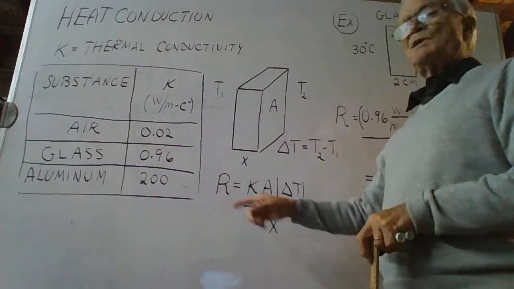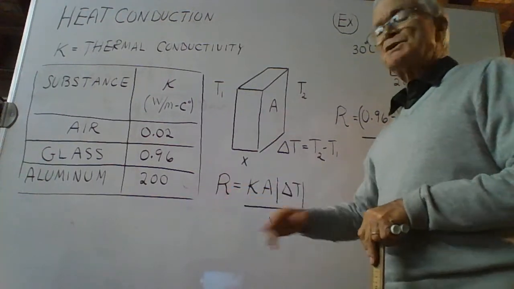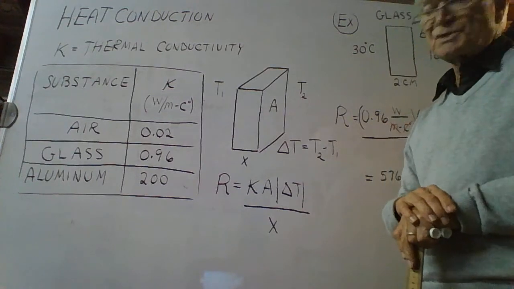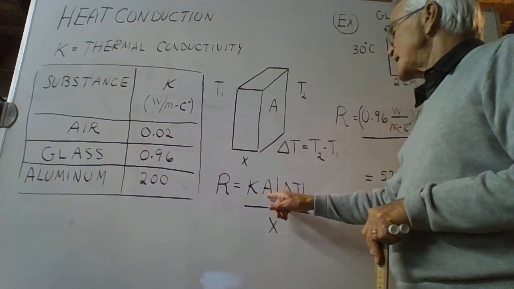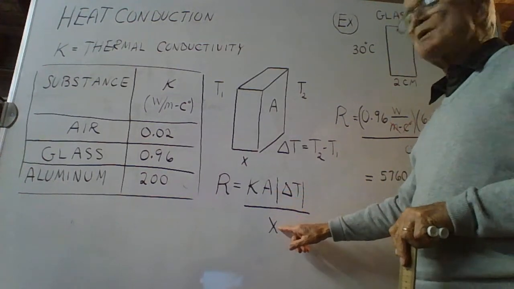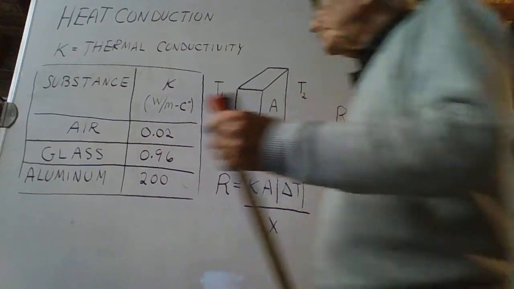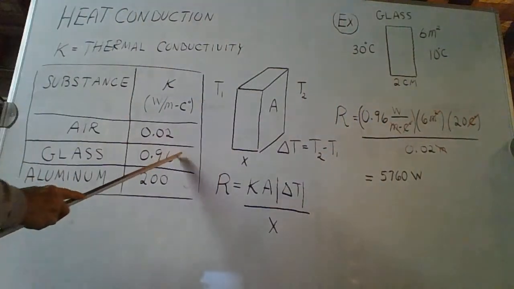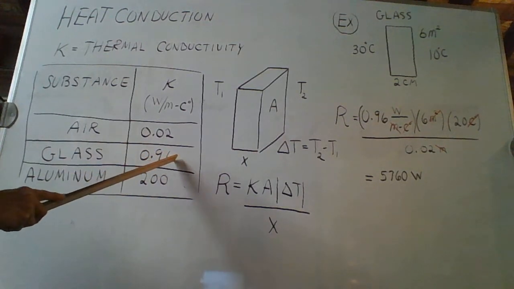The rate at which thermal energy passes through this block, symbolized R, is measured in watts, joules per second. It's the thermal conductivity K times the face area A times the absolute value of the temperature difference divided by the thickness of the wall. Let's work a simple example involving glass, a window whose thermal conductivity is 0.96.